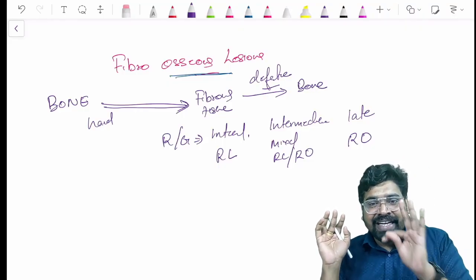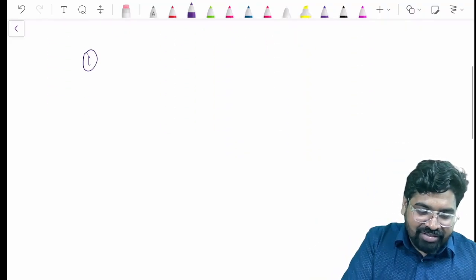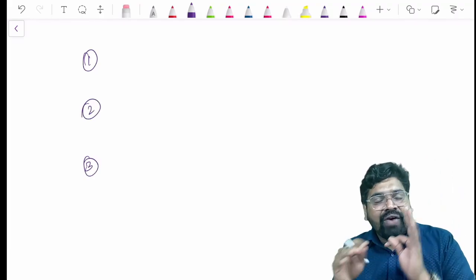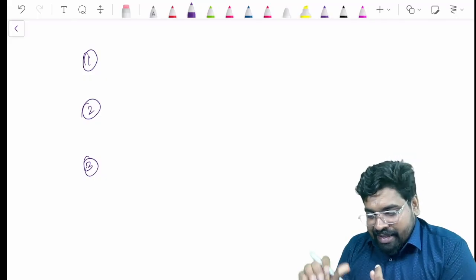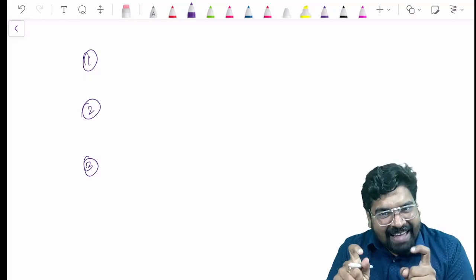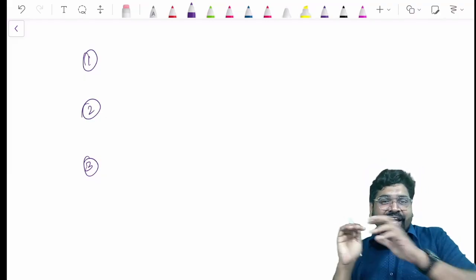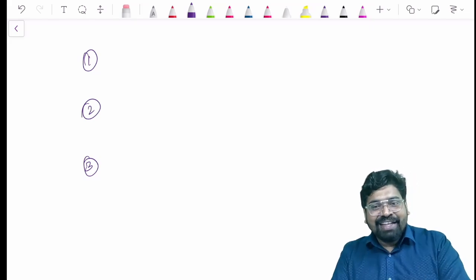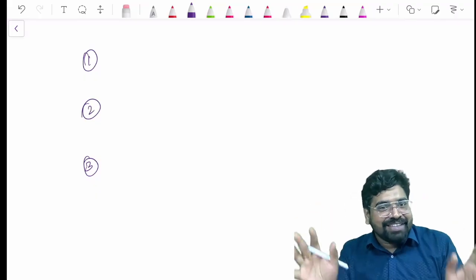Now, there are three members in this fibrous lesion. Just three members. First one, second one, third one. Let's see the three members. One member is a developmental anomaly. The second member is a reactive lesion. The third member is a tumor. So we have representation from all the communities in this fibrous lesion. I say that girls, wherever they are, are the same.